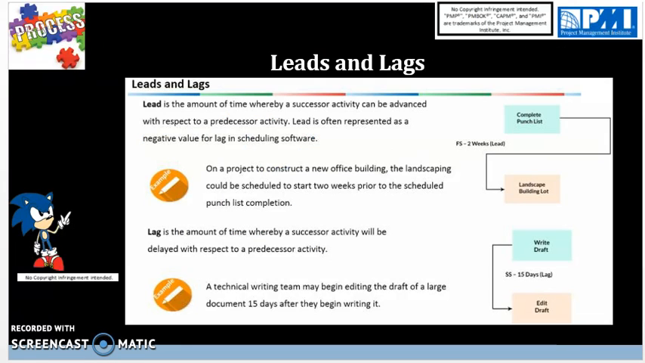Next, we have leads and lags. Now, in terms of leads and lags, lead is the amount of time where a successor activity can be advanced with respect to a predecessor activity. Lead is often represented as a negative value for lag in a scheduling software. On a project to construct a new office building, the landscaping could be scheduled to start 2 weeks prior to the scheduled punch list completion. This is an example of a lead. You're ahead. The task is ahead.